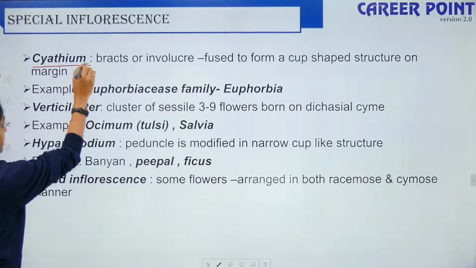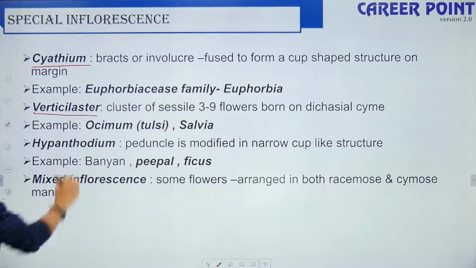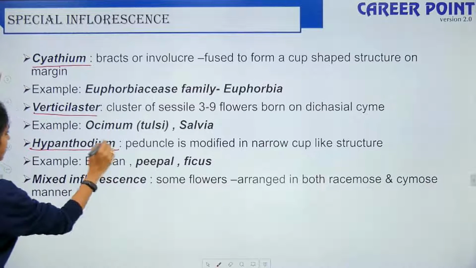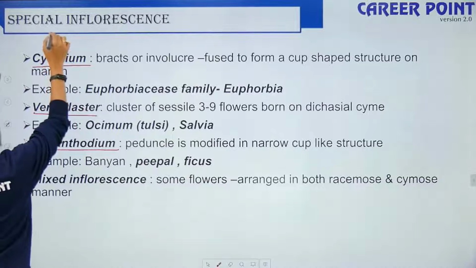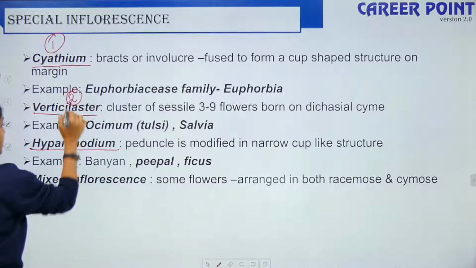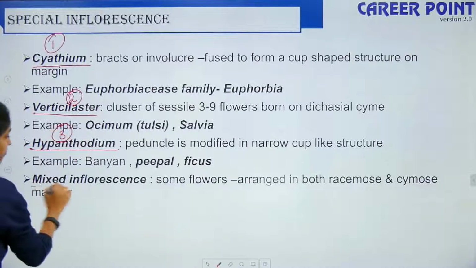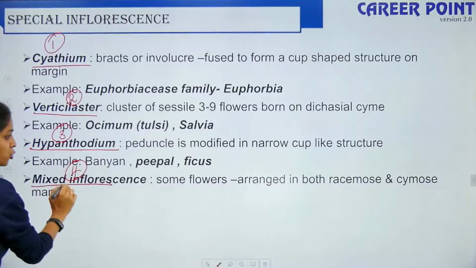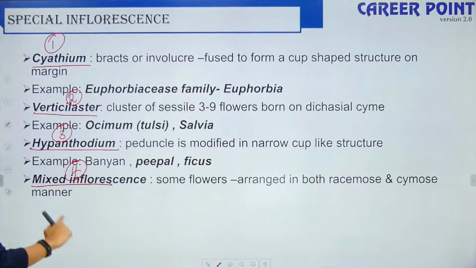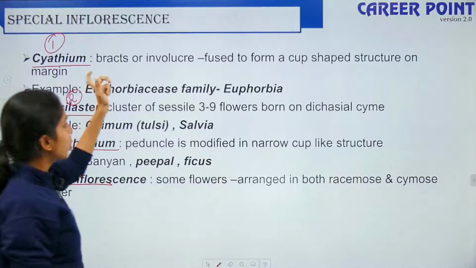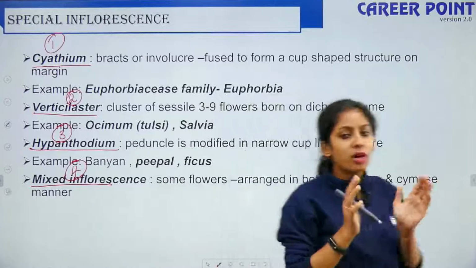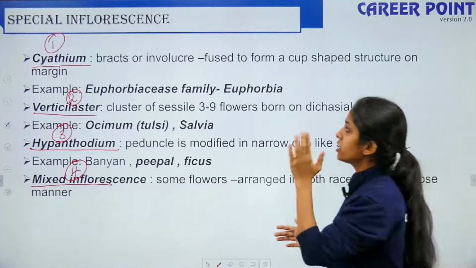Okay, so we have 4 types of special inflorescence. First one is cyathium. The next one is verticillaster. The third one is hypanthodium. Then you have mixed inflorescence. So mixed inflorescence includes both your zymose and your racemose. Fine. So in cyathium, the bracts or the involucre is fused to form a cup-shaped structure. So this is cyathium.